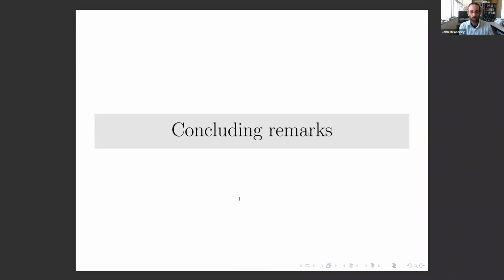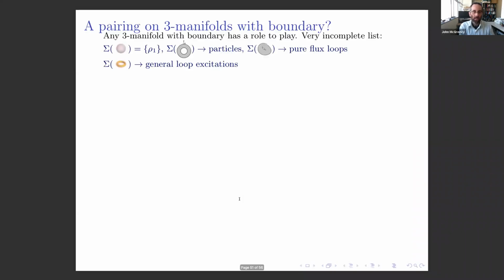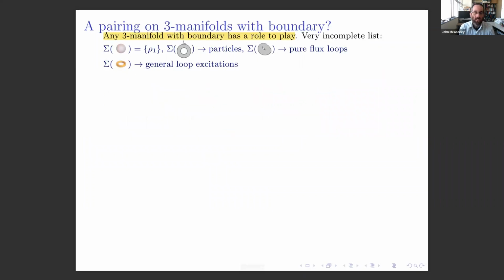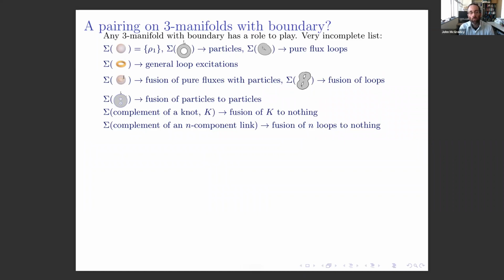Okay, so let me make some concluding remarks since I'm out of time. So as I've tried to emphasize, any three-manifold has a role to play in this story. So far, I've given a very incomplete list of possible excitations, and of what regions detect what excitations and what regions detect fusion of excitations.